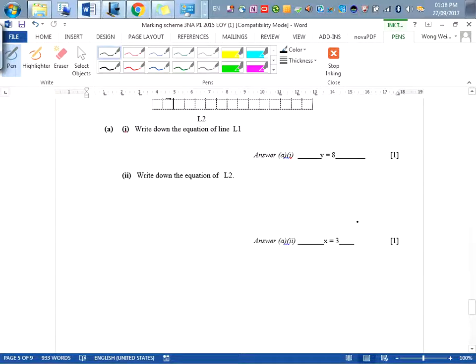Yeah? Y equals to 8. That is the equation of line. Otherwise, what do you write? Y equals to 0x plus 8, right? Yes, you are right. But this is also equals to 8. 0x is 0, ma. It is not simplified. Okay?